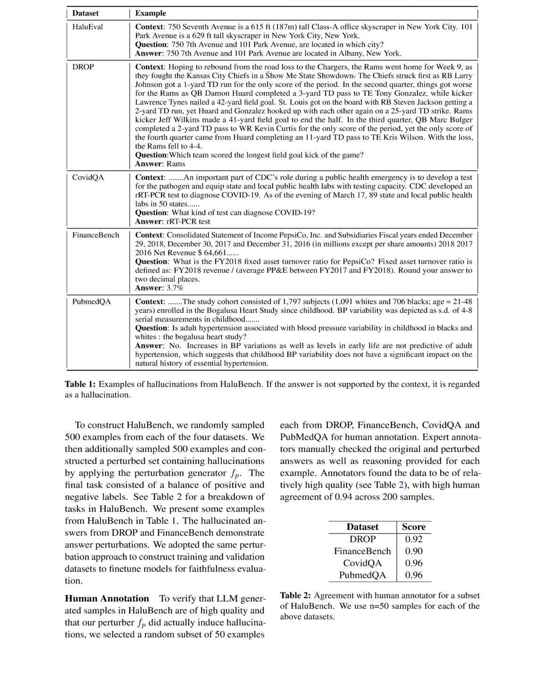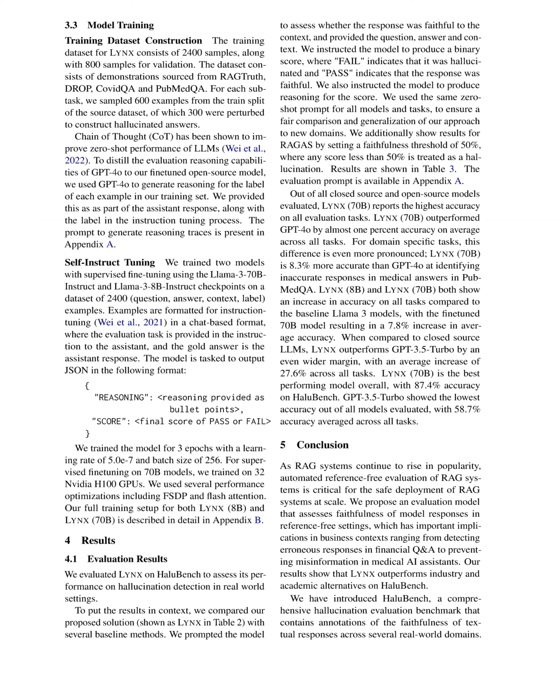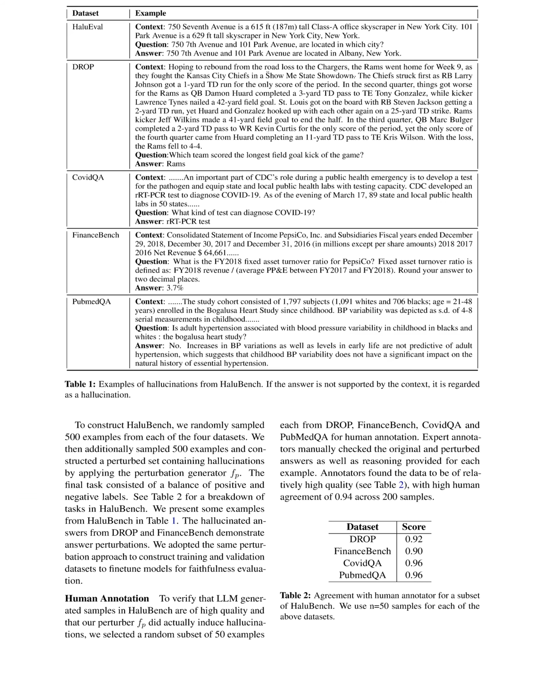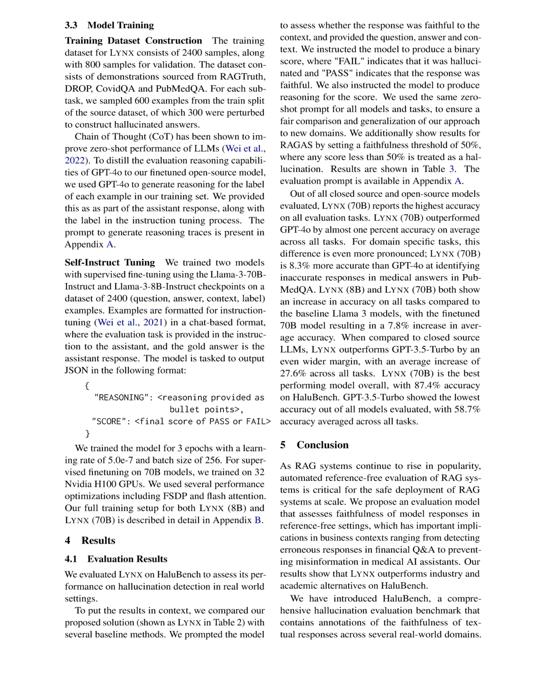When compared to closed-source LLMs, Lynx outperformed GPT-3.5 Turbo by a wider margin, with an average increase of 27.6% across all tasks. Overall, Lynx 70B emerged as the best-performing model with an accuracy of 87.4% on HaluBench, while GPT-3.5 Turbo exhibited the lowest accuracy among all models evaluated, averaging 58.7% accuracy across all tasks.